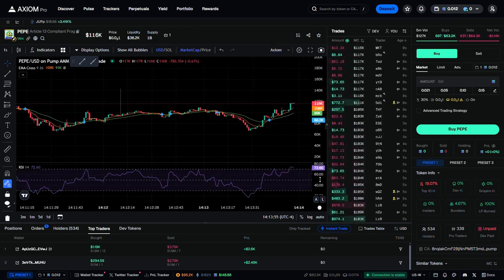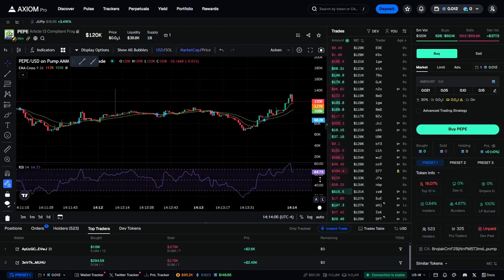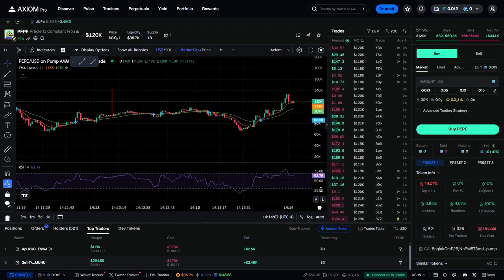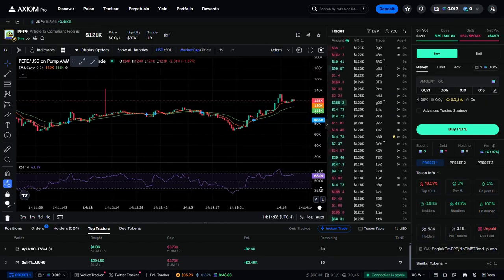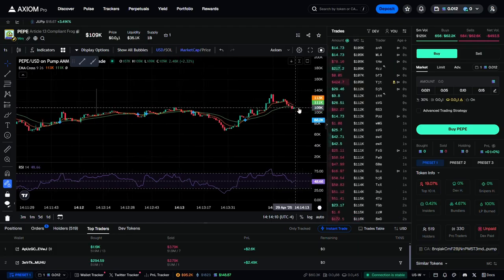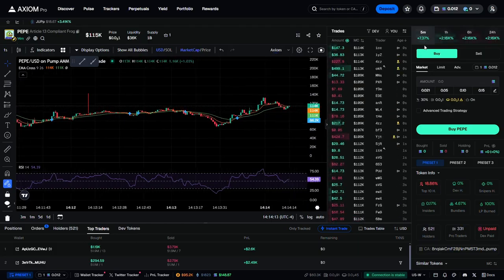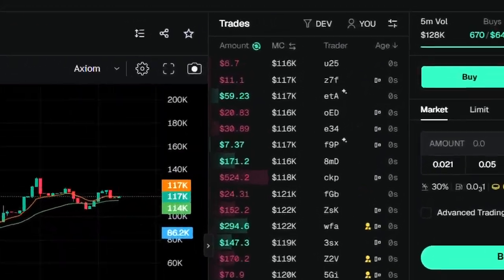So the RSI is different. It can be used very differently when trading on new pairs, on tokens that have just launched, and it's really hard to tell what the momentum is because the coin either has volume or it doesn't, right? But now we're on a high volume coin that came out 14 minutes ago. Yeah, $125,000 in 5 minute volume, right?